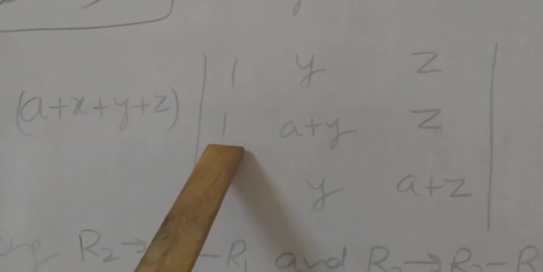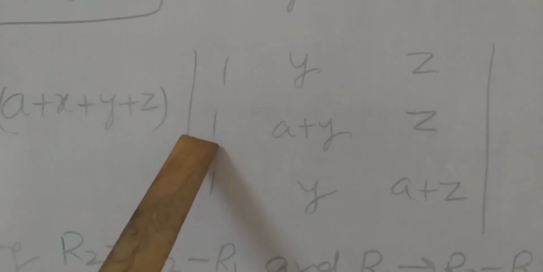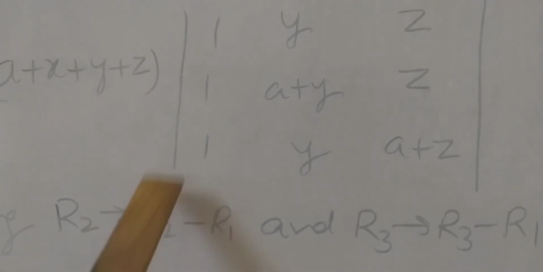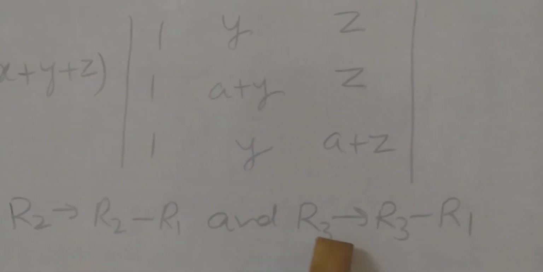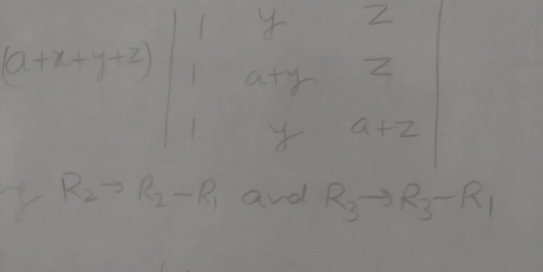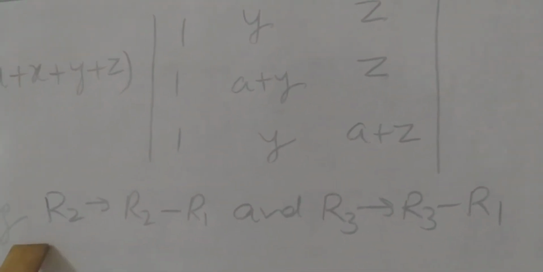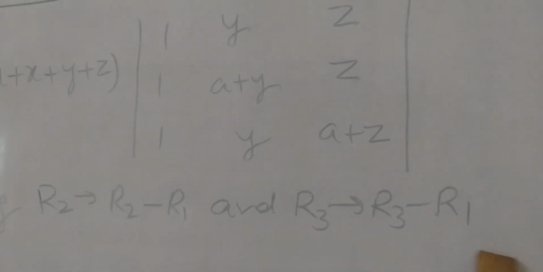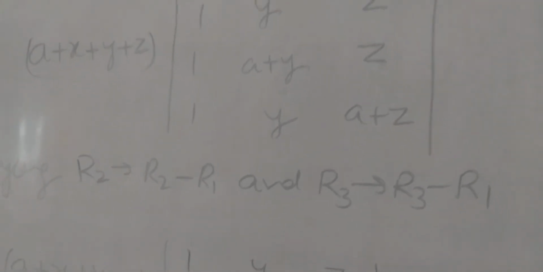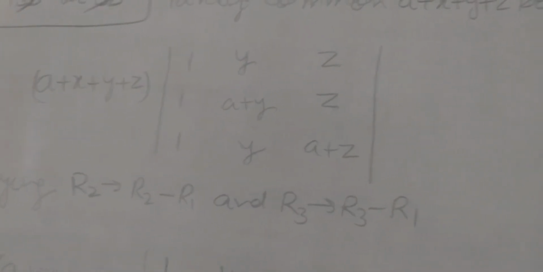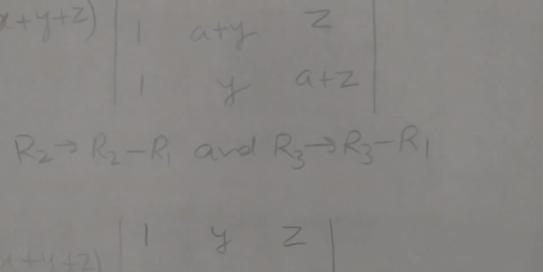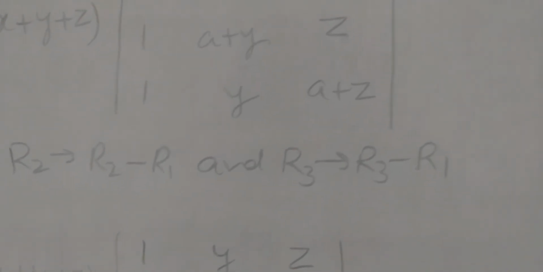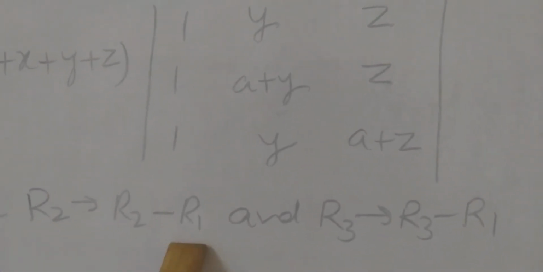So if I subtract R1 from R2, we get 0 here. If I subtract R1 from R3, we get 0 here. So applying R2 tends to R2 minus R1 and R3 tends to R3 minus R1. Students, in the first operation we are changing R2, so R2 cannot be reflected here. You can see there is no R2. So if you use two operations together, you have to remember that the first one cannot be reflected in the second one. Okay, so let us use this property R2 minus R1.